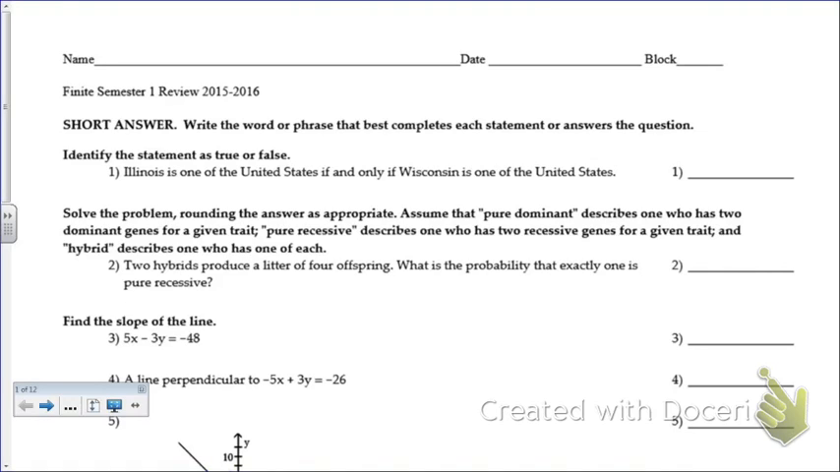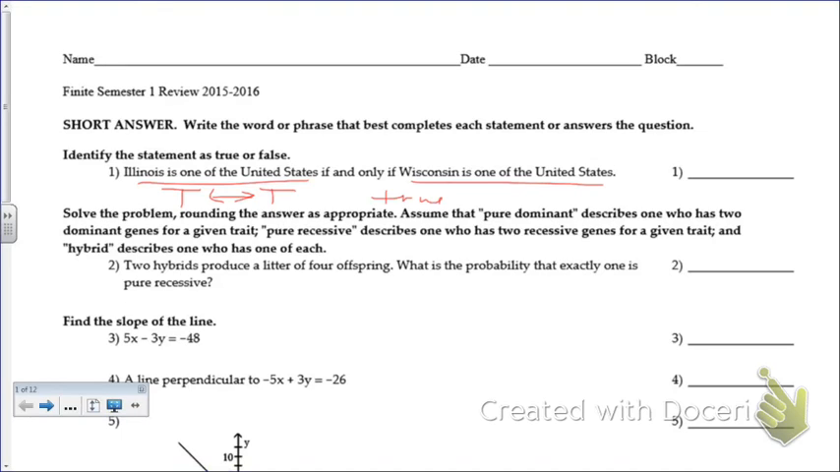Problem number 1 says identify the statement as true or false. Illinois is one of the United States if and only if Wisconsin is one of the United States. They're both true. It's true if and only if true, and when they both happen like that, then you have a true statement. So the answer is true for number 1.